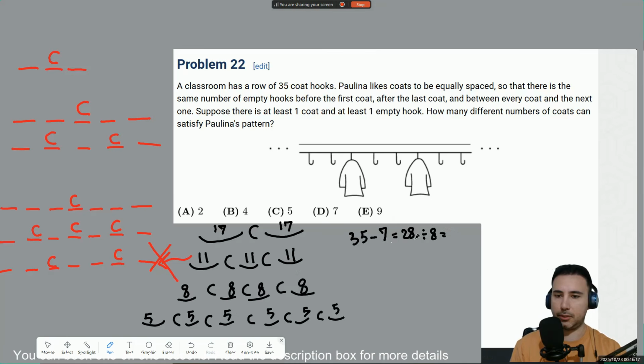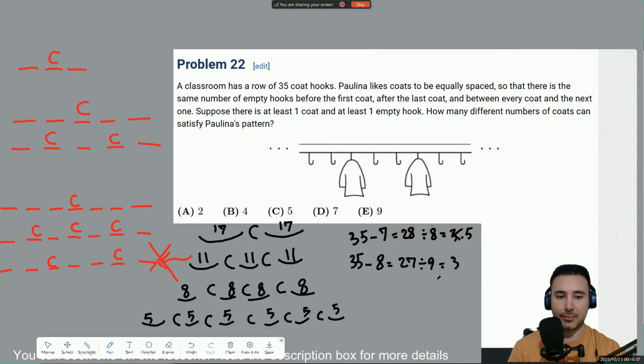No, it doesn't work actually. Yeah, I got excited for no reason. It's divisible by 4, so I'm going to have 3.5. It's not going to work. So, no. Let's go 35 minus 8 is 27. Yes, 27 divided by 9 spaces works.